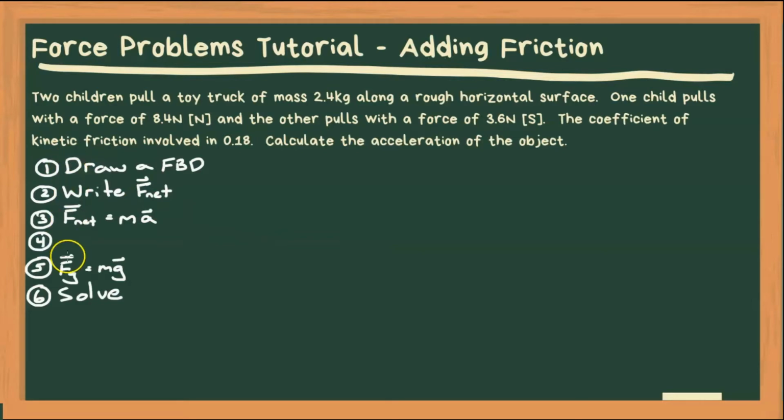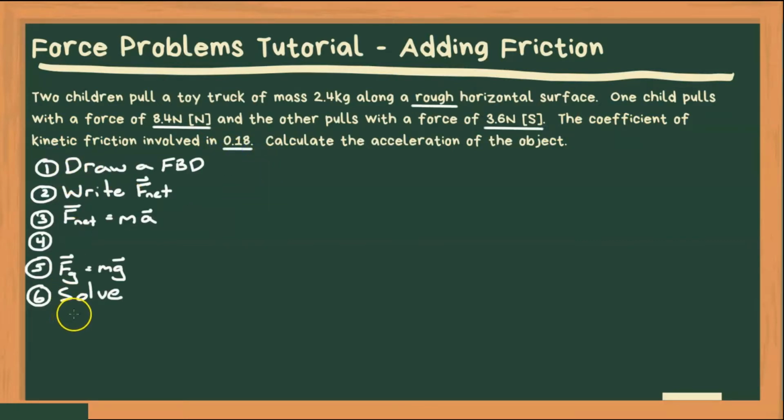Alright, so over here I have the steps that we used in part 2, except I've added one more that we're going to use for part 3 today, adding friction. So let's read the problem. Two children pull a toy truck of mass 2.4 kilograms along a rough horizontal surface. That rough means we need to care about friction. One child pulls with a force of 8.4 newtons north, and the other pulls with a force of 3.6 newtons south. Now it's going to give us the coefficient of kinetic friction as 0.18.